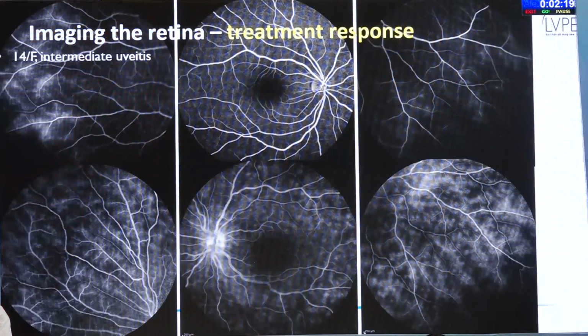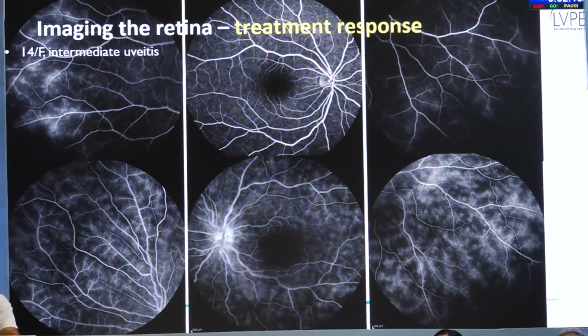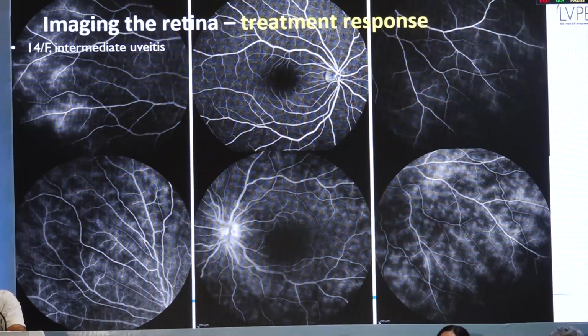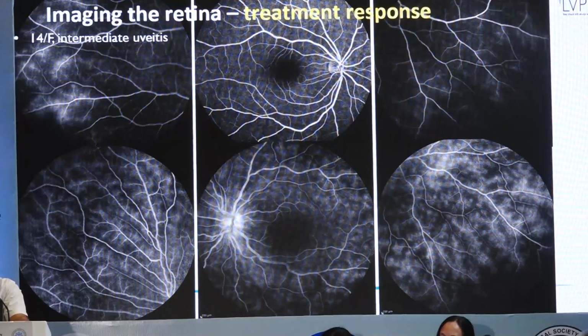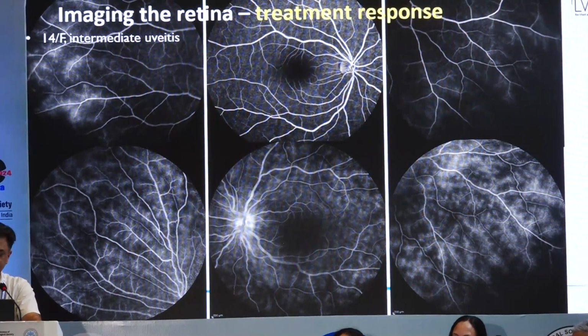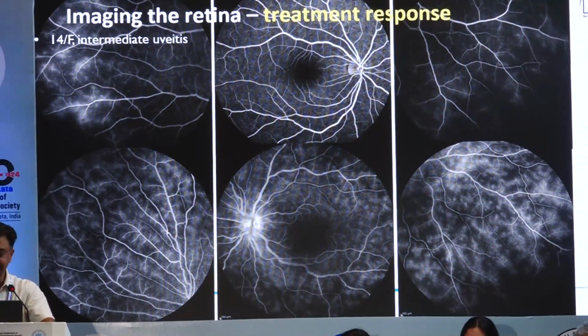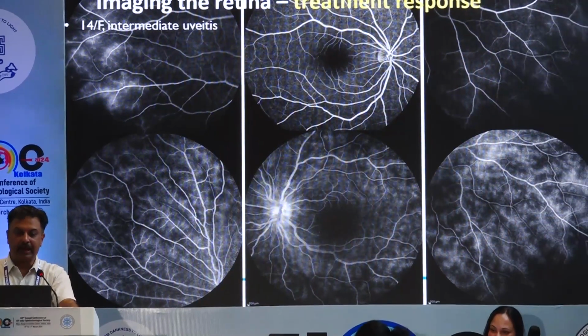Okay. This is another case. This was a 14-year-old female diagnosed as intermediate uveitis elsewhere. But when we carefully looked at this patient, I'm sorry, there's some kind of technical issue. So this patient was treated with corticosteroids and methotrexate.